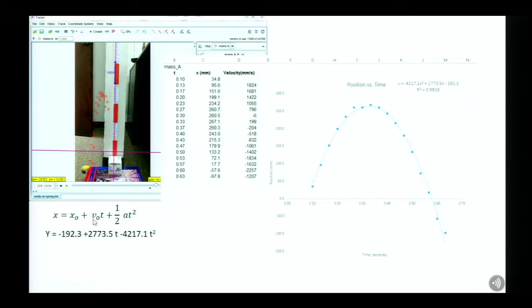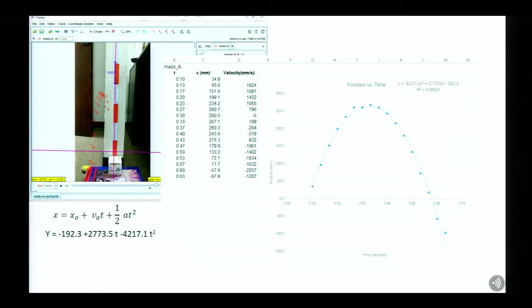My x on this graph is time, not position. I'm just using the variable to plot it. I can look at this and it tells me that my acceleration divided by 2 is negative 4217. Turns out that this is in millimeters.